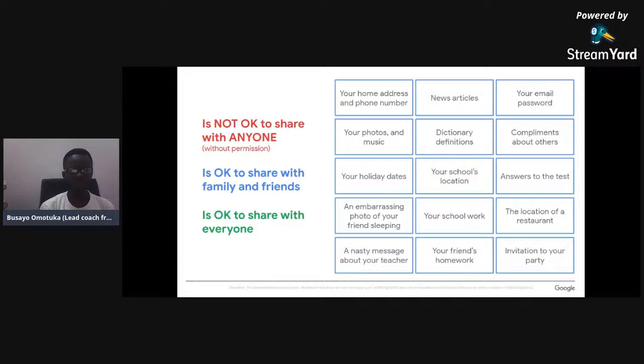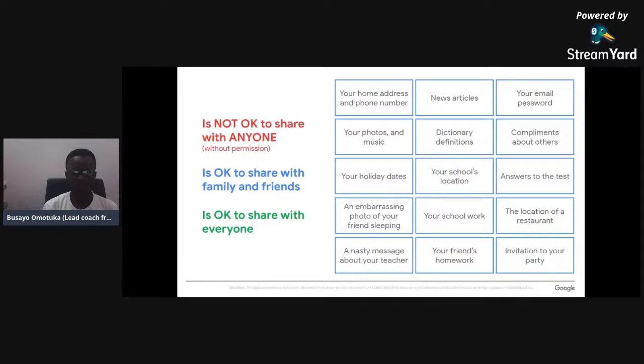On this slide, teachers should put their students into groups or pairs and ask them to think about things that are not okay to share with anyone without permission. Ask them what is okay to share with friends and family. What is okay to share with everyone? Looking at what we have on our screen.